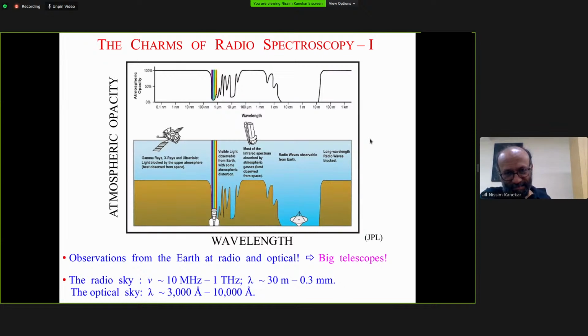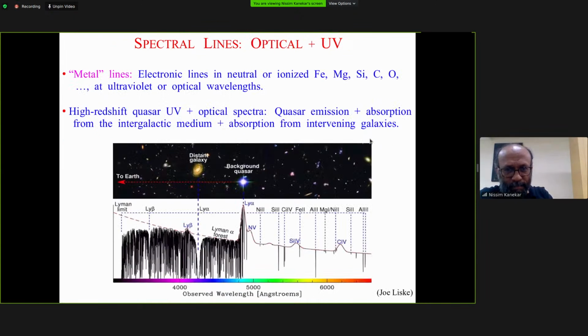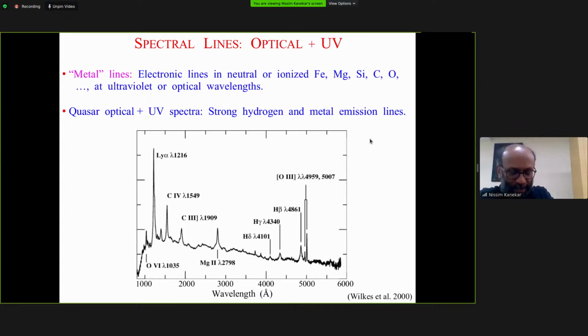Sir, I have one question. You showed the spectrum from the distant quasars. There we had ionized carbon, which was relatively very strong. So my question is, why is the carbon so much ionized there, and what is the physics behind it? That's a good question.